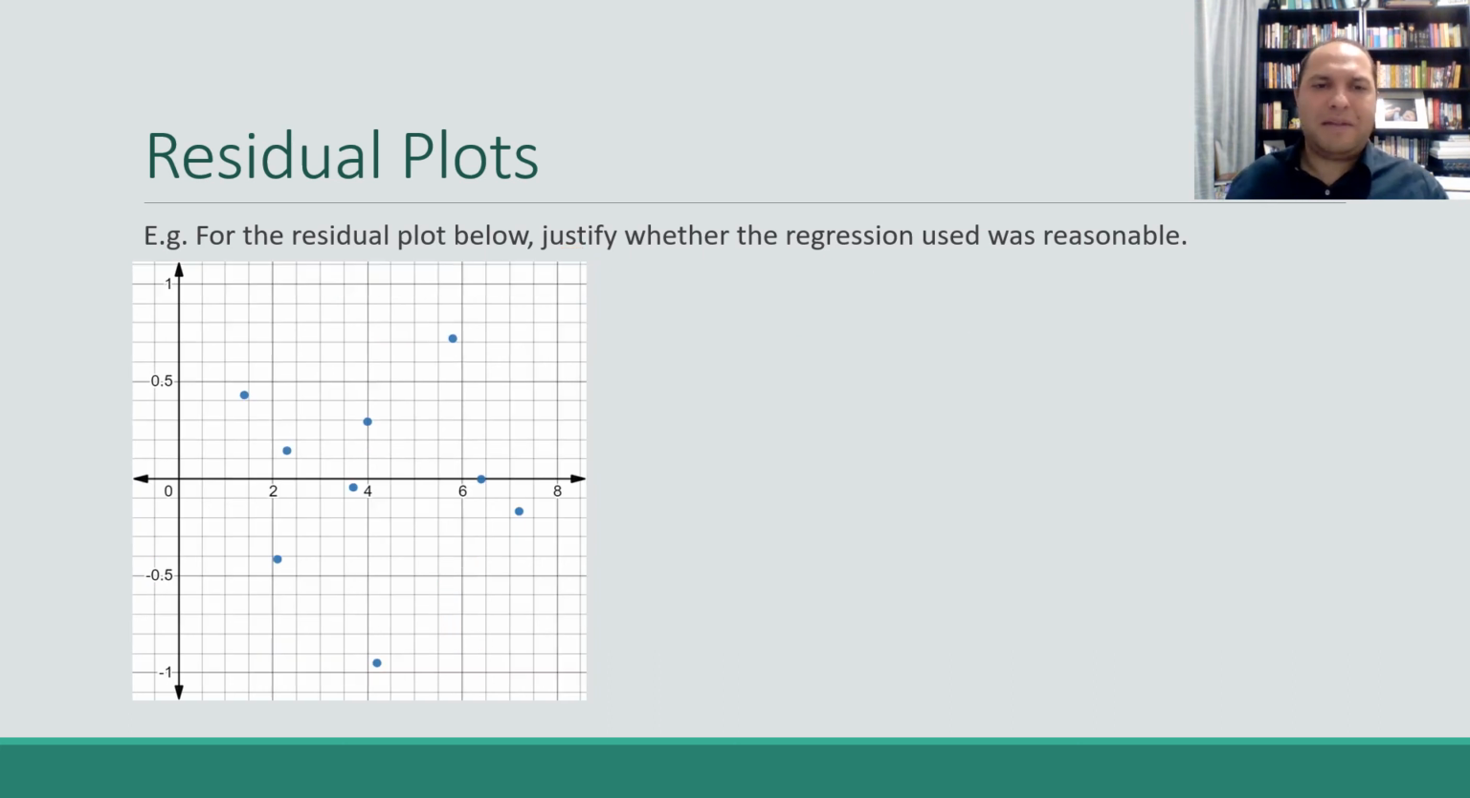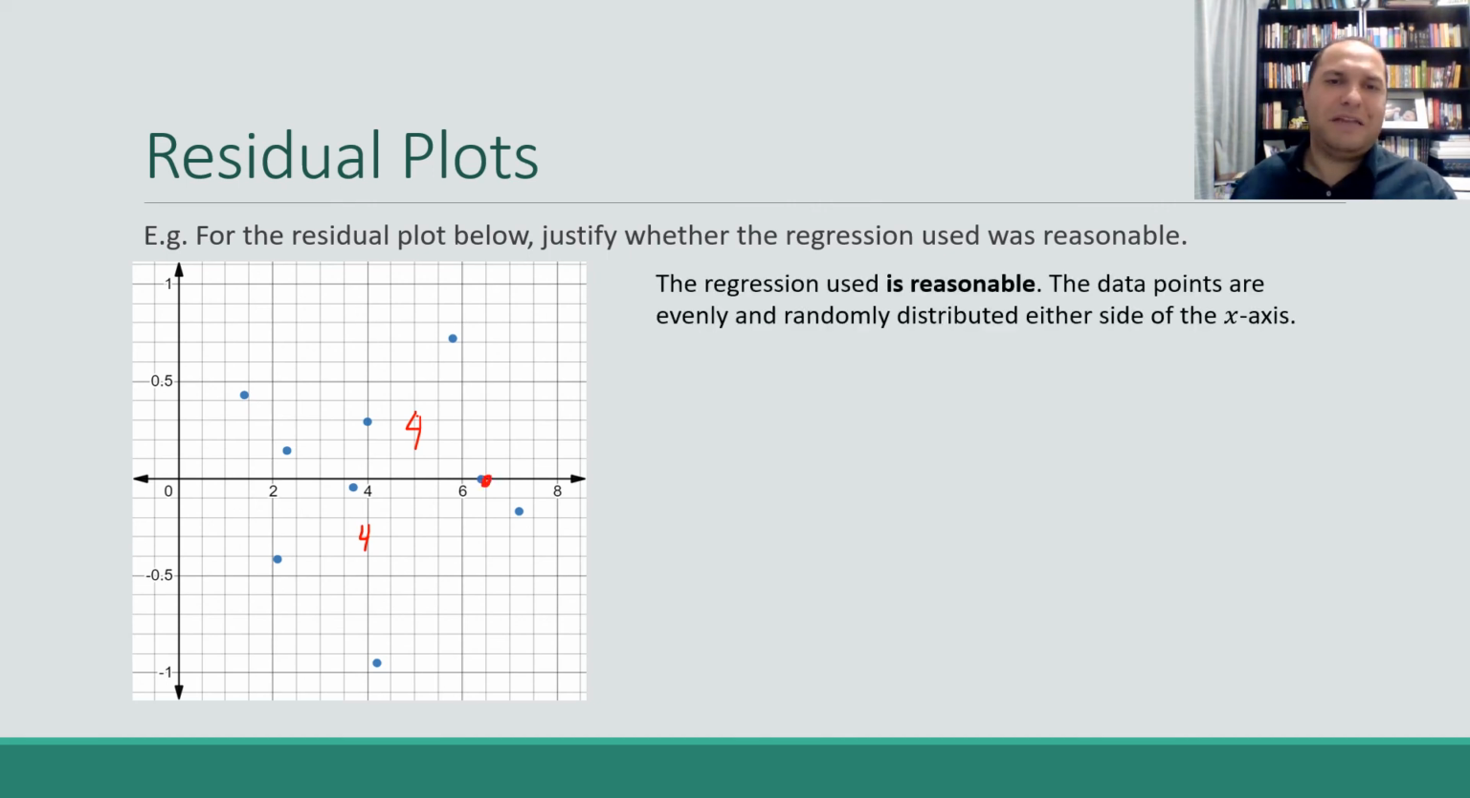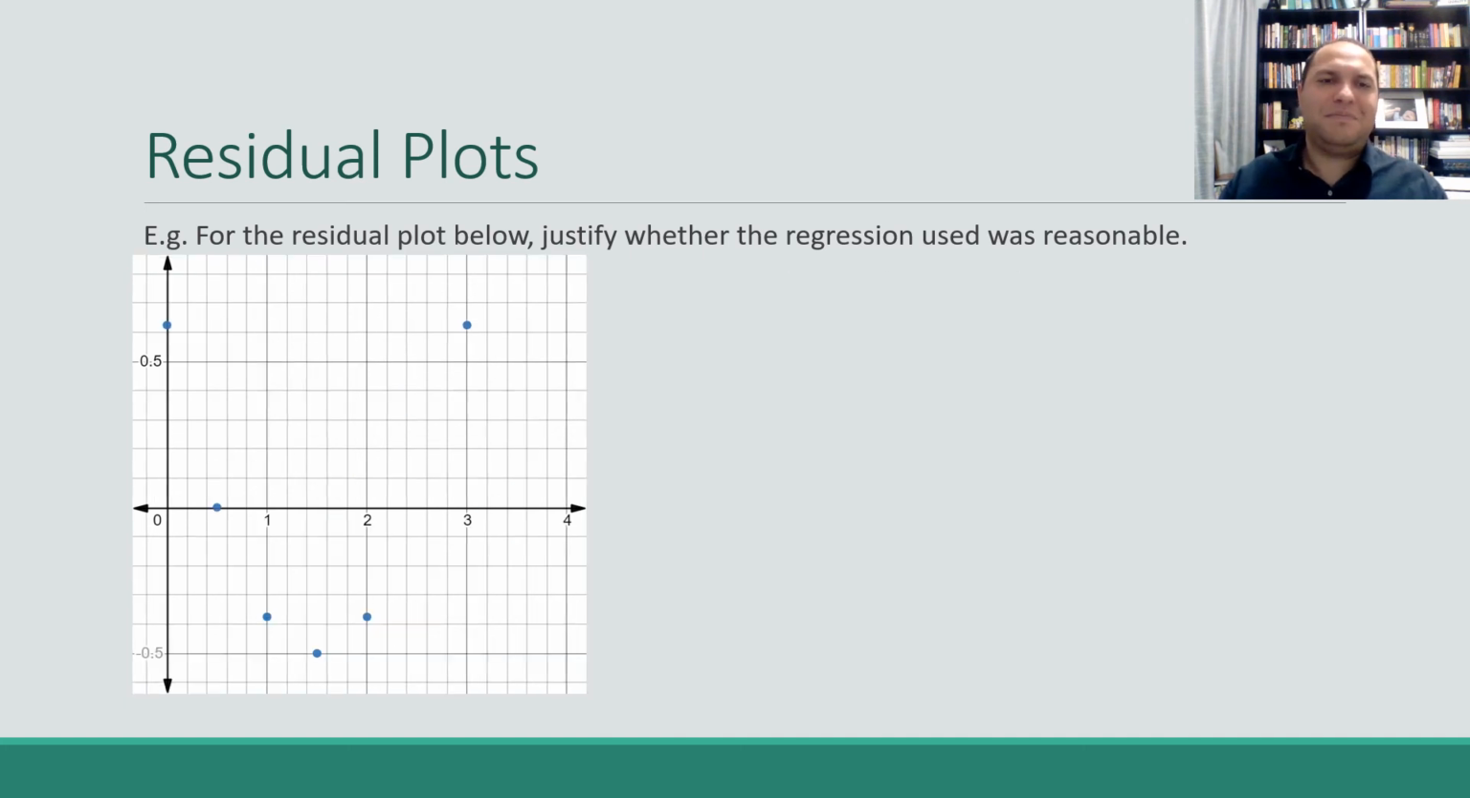All right, the second one, looking at these data points, they're all random, they're all up and down. There's no discernible pattern, they're evenly spread. We've got 4 above, about 4 below, and this 1 on the line. It looks pretty good. It is a reasonable regression. The data points are evenly spread, and they're randomly distributed at either side of the axis.